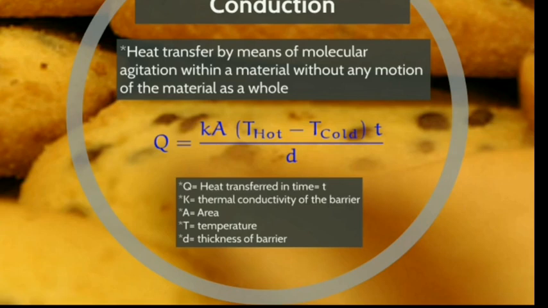Q is equal to K A (T hot minus T cold) divided by D. Q, heat transfer in time. K, thermal conductivity of the barrier. A, area. T, temperature. D, thickness of barrier.